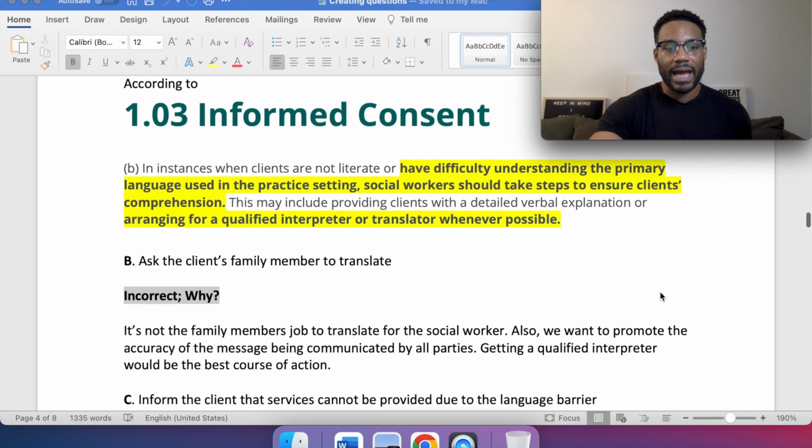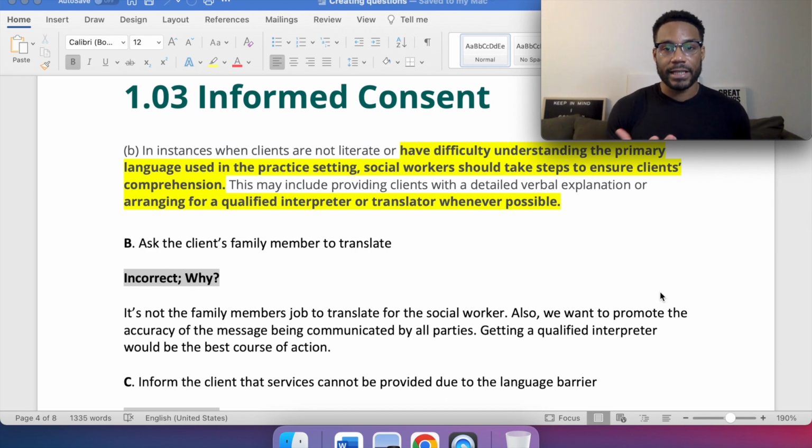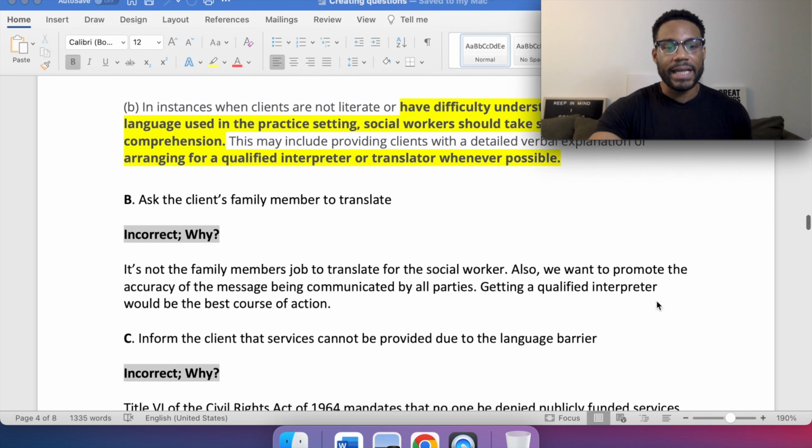So B, ask the client's family member to translate. That's incorrect. Why? It's not the family member's job to translate for the social worker. Also, we want to promote the accuracy of the message being communicated by all parties. Getting a qualified interpreter would be the best course of action because remember, an interpreter, a translator, that's their profession. They're a professional at doing the translating. And we want to make sure that the message being conveyed is accurate and that, again, it's understood by all parties involved. And we don't want to just deny them services.